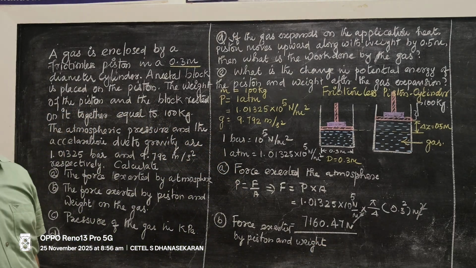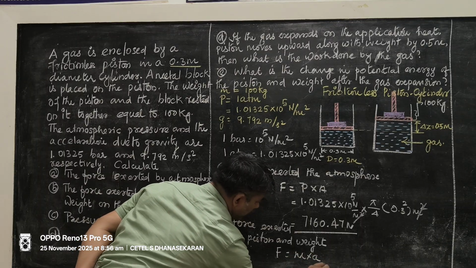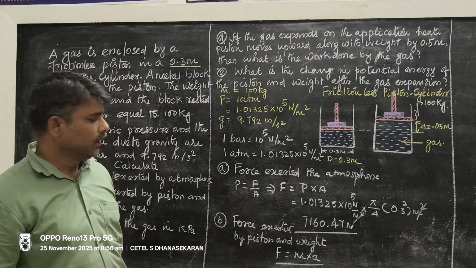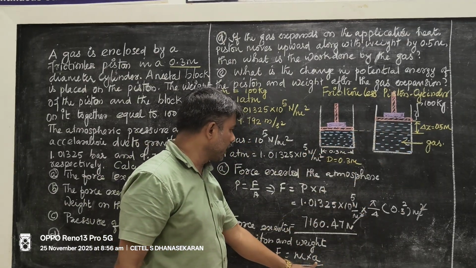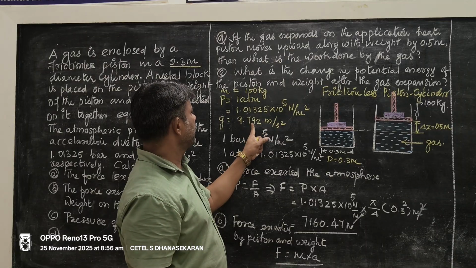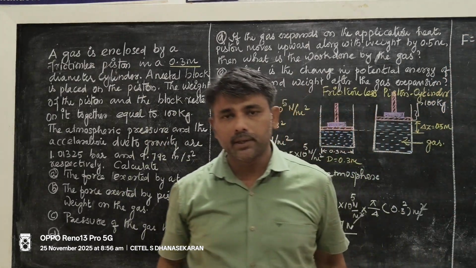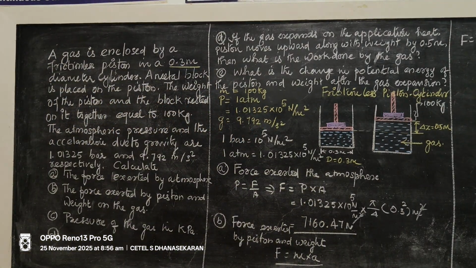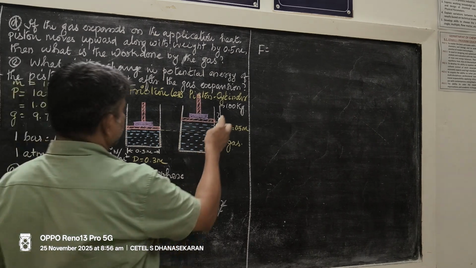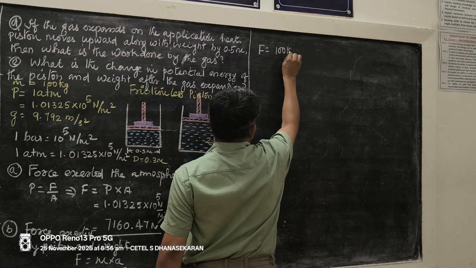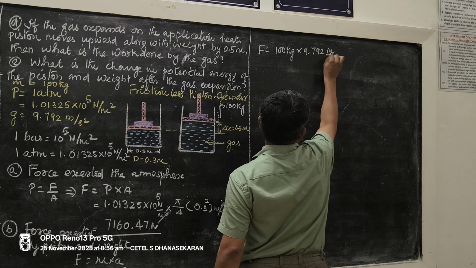Again, force is nothing but mass into acceleration. F is equal to mass into acceleration, ma. This is Newton's second law of motion. Mass is given 100 kg, piston as well as weight. Acceleration due to gravity is given 9.792. Hence force F is equal to 100 kg into 9.792 meter per second square.